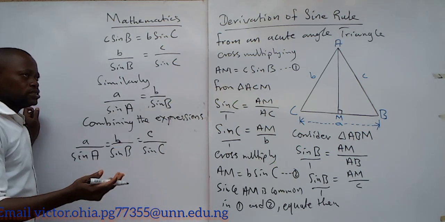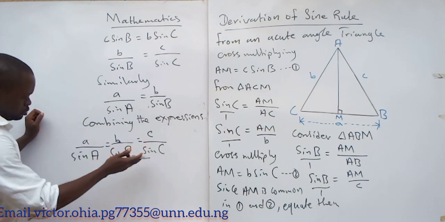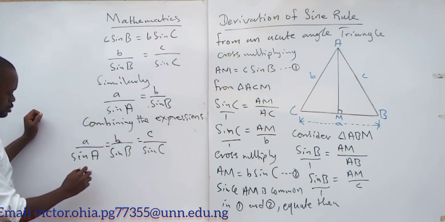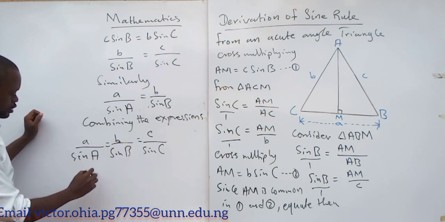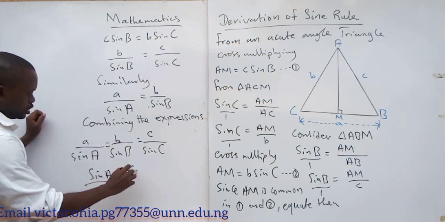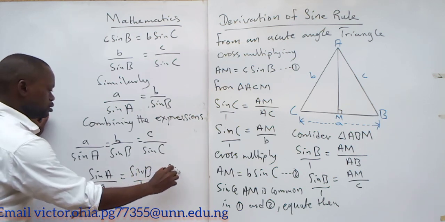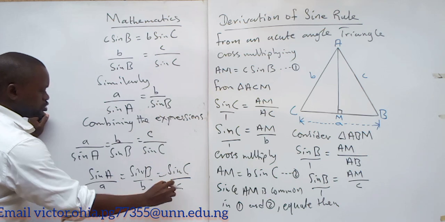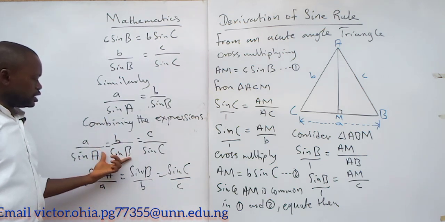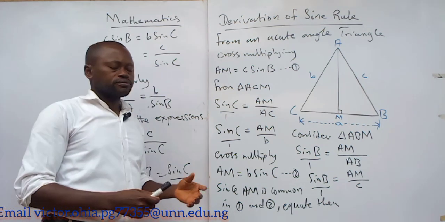Some mathematical literature writes their own expressions like this. They are the same thing. They write this as sine A over A equals to sine B over B equals to sine C over C. Both are correct. Whichever way you write it, either like this or like this, they are correct.